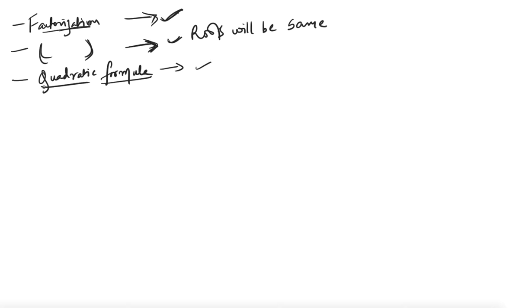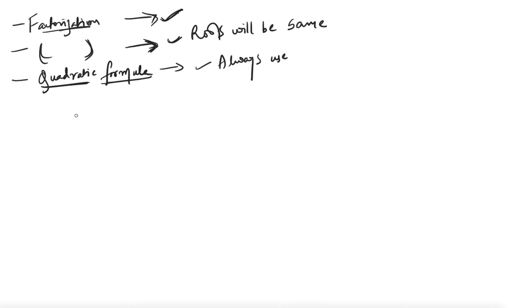But the third method is the quadratic formula. This you can always use to find the roots. This is the most convenient method. We will see what the formula is. We'll see the derivation of the formula, and once we derive it, it will be very simple to find the roots of any quadratic equation. So without wasting any time, let us see what the formula is.